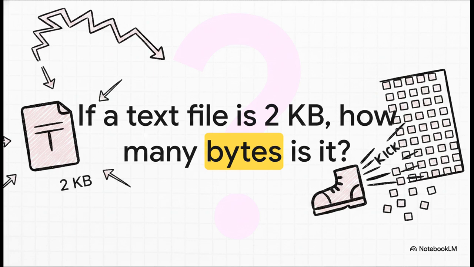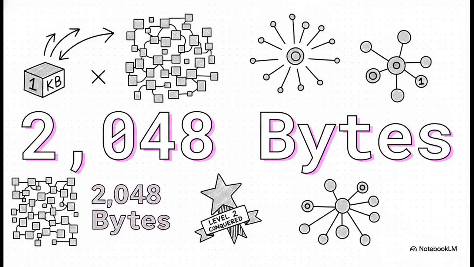Let's actually put this brand new code to the test with the kilobyte kick. Imagine you've got a short little text file and it's exactly 2 kilobytes in size. How many individual bytes actually make up that file? Well, since we know 1 kilobyte is 1024 bytes, we just multiply 2 by 1024, which gives us exactly 2048 bytes. Honestly, it's pretty crazy how quickly data scales up, right? And just like that, level 2 is officially conquered.